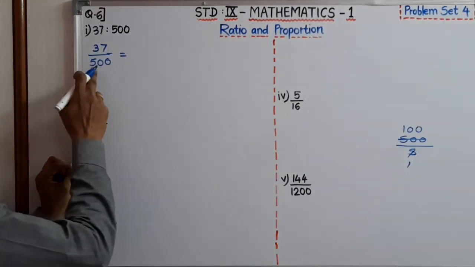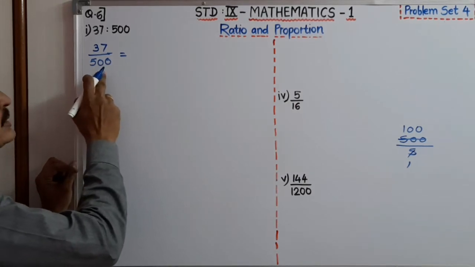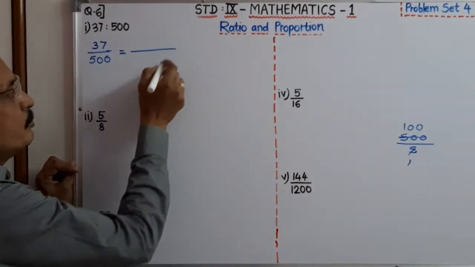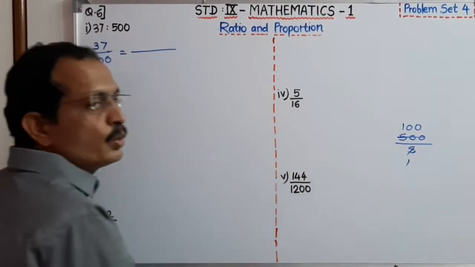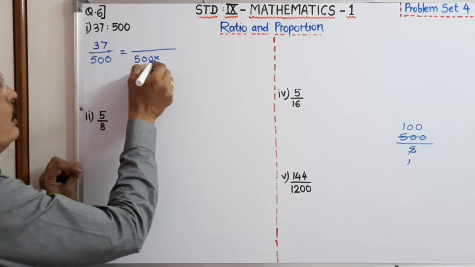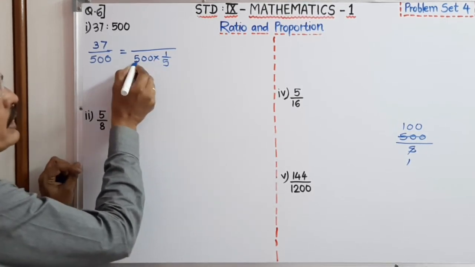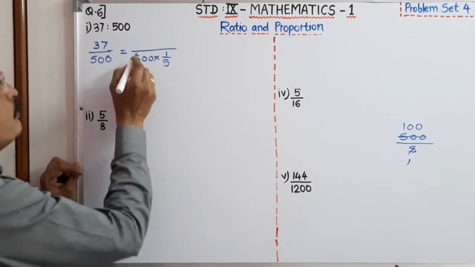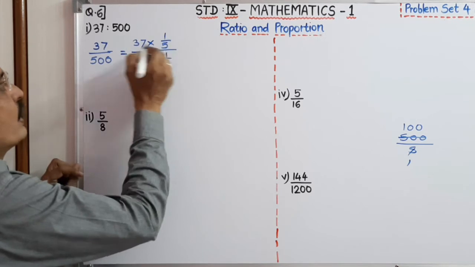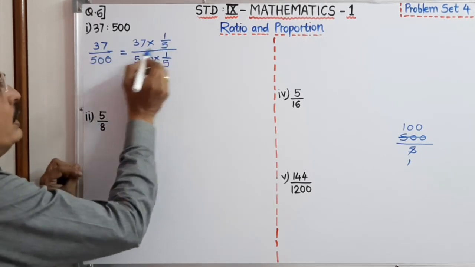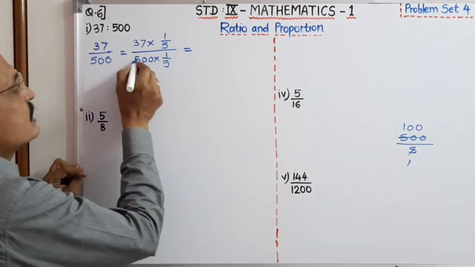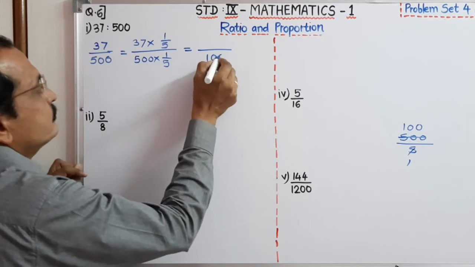That means for converting this 500, we have to divide it by 5. That means we have to multiply it with 1 upon 5. Therefore, dear students, see 500 into 1 upon 5. Now this 5 gets cancelled, we get here 100. But the same thing we have to do for the first term, that is 37 into 1 upon 5. Now dear student, this 5 ones are 5. We got here 100. Got it?